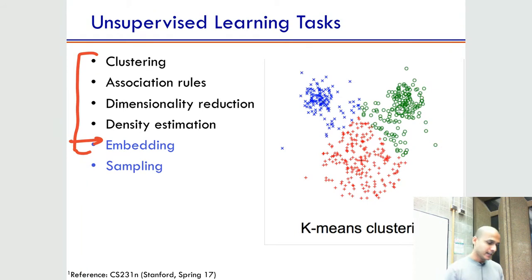Today we'll look at sampling, by which I just mean that we want to go from data, again unsupervised data, just features, to some intermediate object from which we can sample new observations.